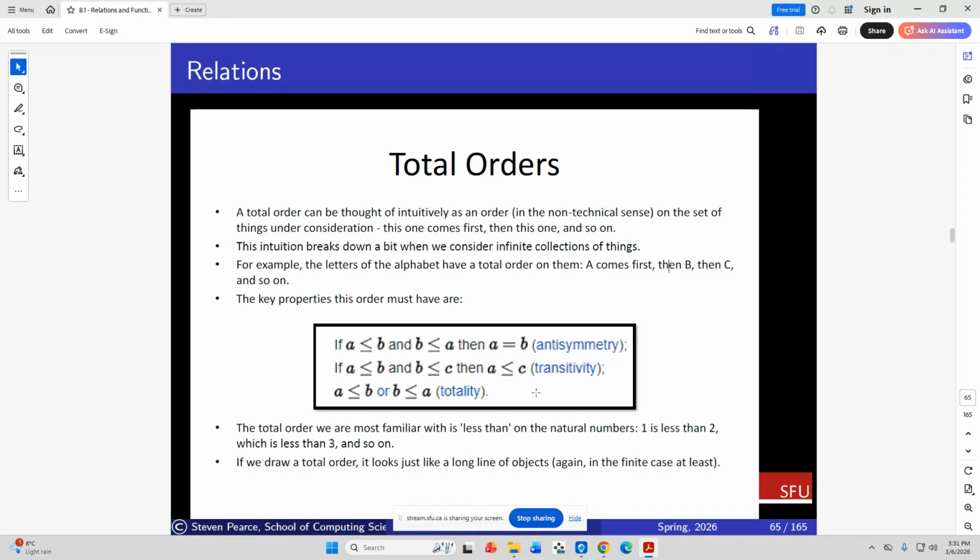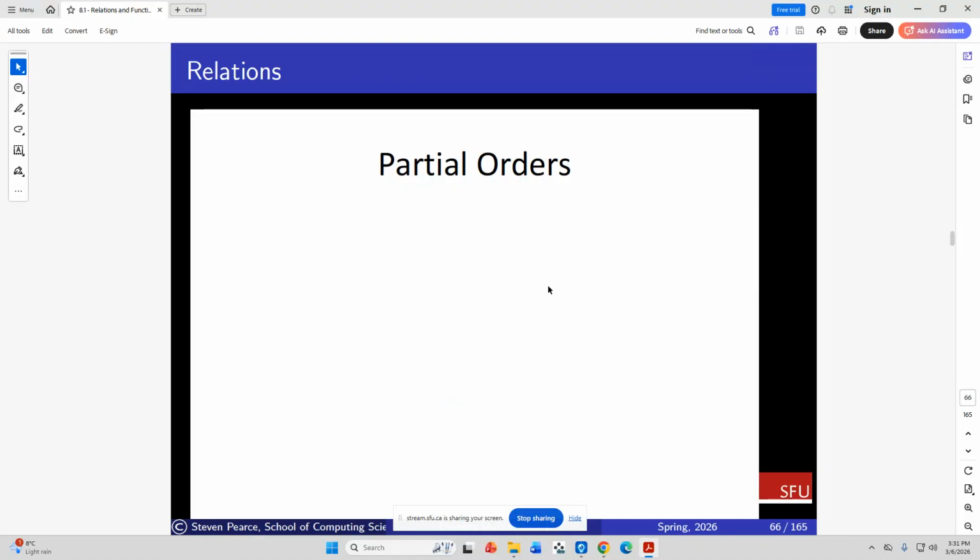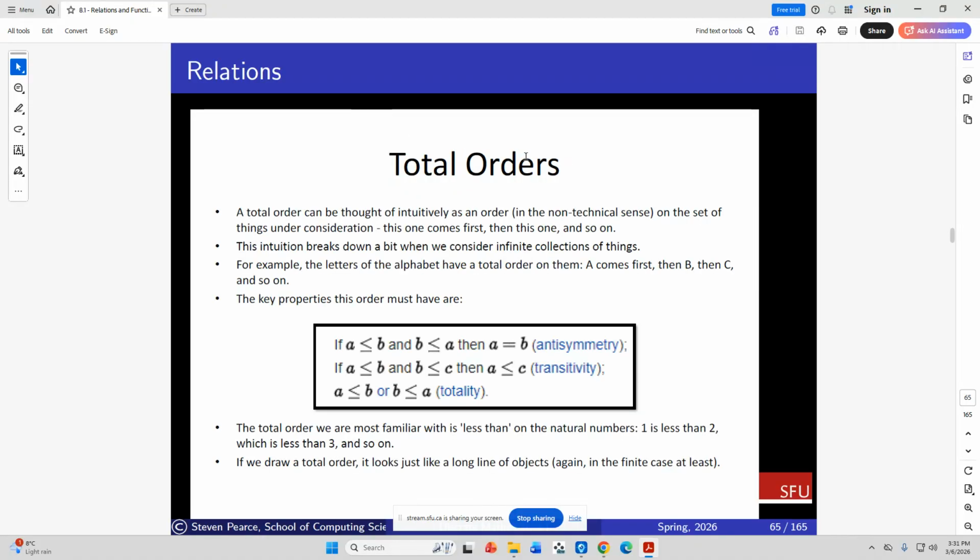So total orders are anti-symmetric, transitive, and they have so-called totality: a is less than or equal to b, or b is less than or equal to a. So you don't have to know this because you don't have to know what totality means. But just so you know, when we started talking about partial orders, you got to wonder where that came from. And it came from the idea of total orders.